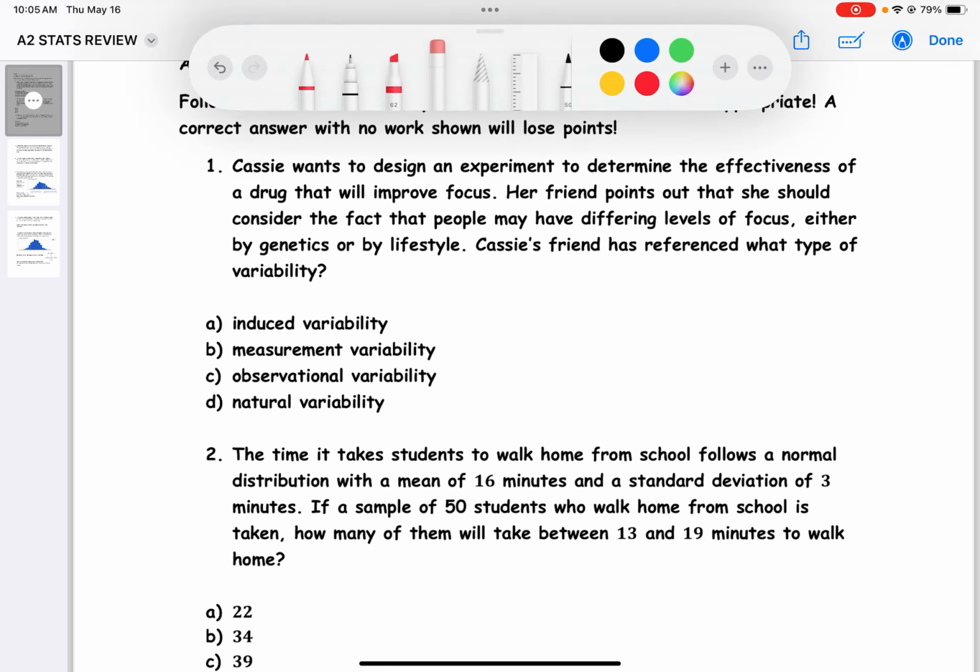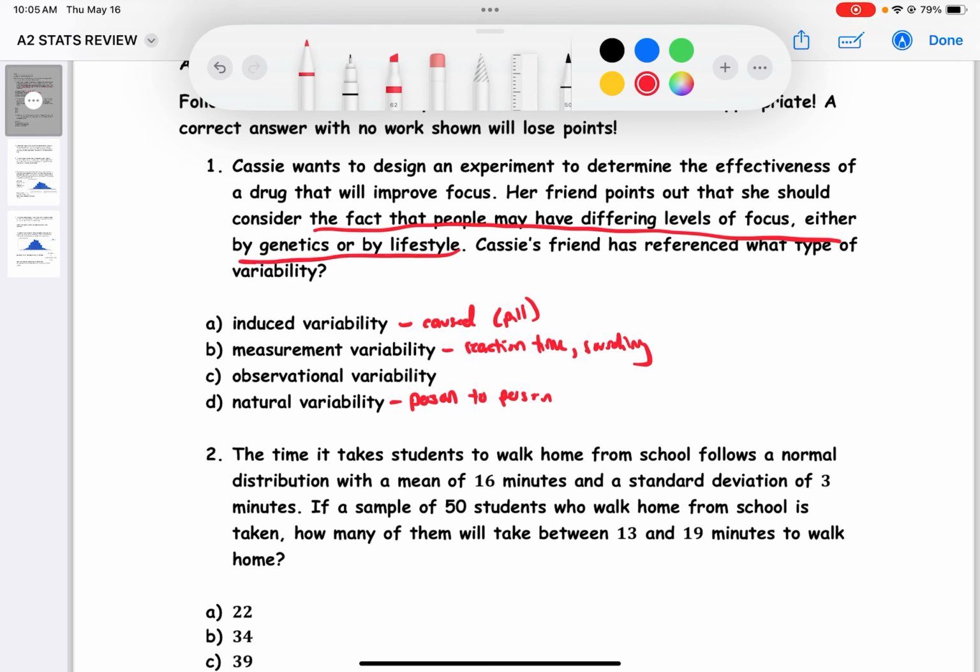Well, if you'll remember, when we think of induced variability, we think of caused variability, so variability that I'm putting into the study. In this case, that would be the pill that's doing focus. Measurement variability involves differences in measurement, so things like reaction time, rounding, and whatnot. And then we have natural variability, which is just the variability that happens from person to person, right? So things like genetics and the fact that people may have differing levels of focus, either by genetics or by lifestyle. So this is a perfect example of natural variability.